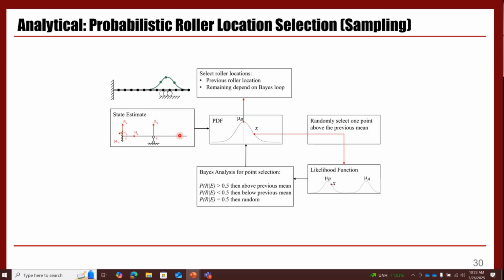We select that, and we use that position to process our mass and stiffness matrices for the beam, and then we solve those matrices to obtain the frequency of the system. Then we compare the frequency to the experimental frequency, and we use those comparisons to determine if the roller is at the right location or not.